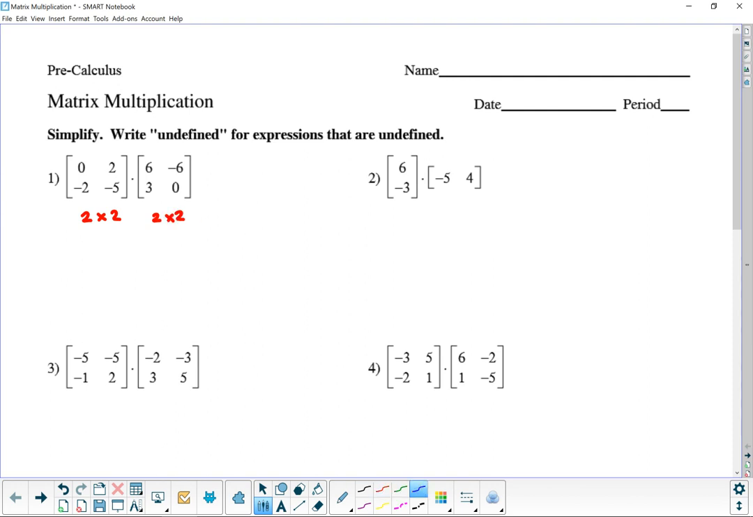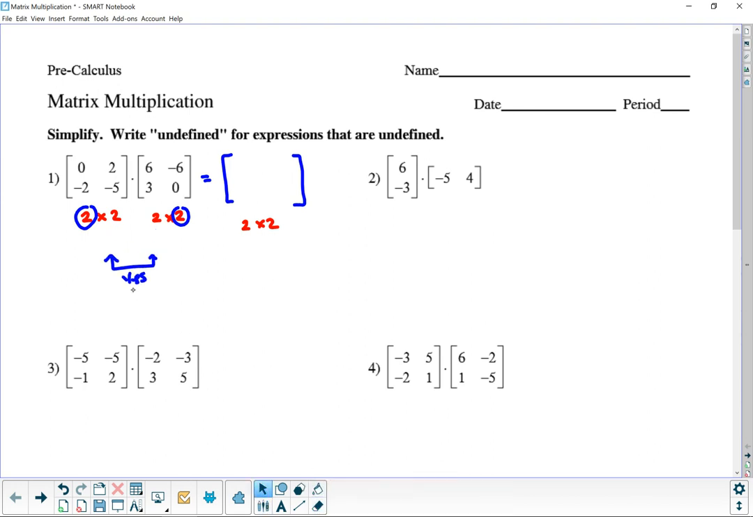The way you determine if they are compatible, or if you can do the multiplication, is to check the inside numbers. If the inside dimensions match, then you can go ahead, and your answer is going to be the outside dimensions, which is a 2 by 2 also. So your answer is going to be 2 rows and 2 columns, just like how these are. Okay, so that's the idea. Here, I'm going to get rid of all this distraction.